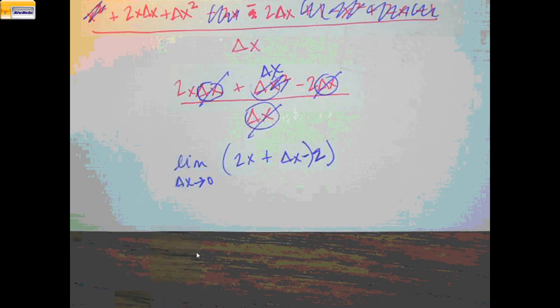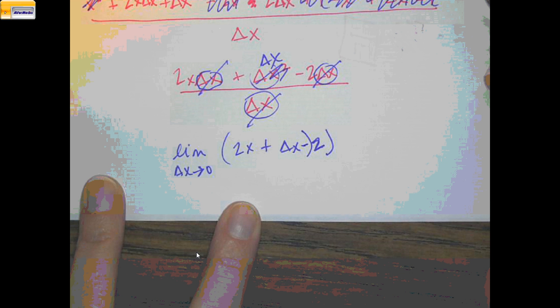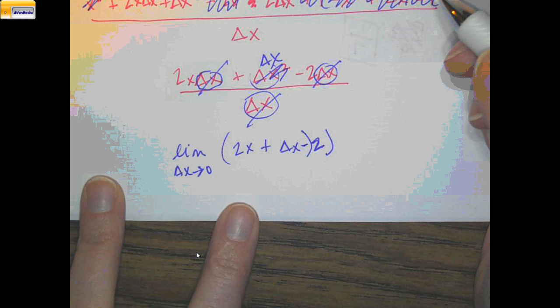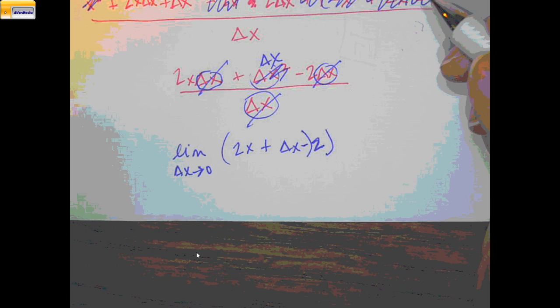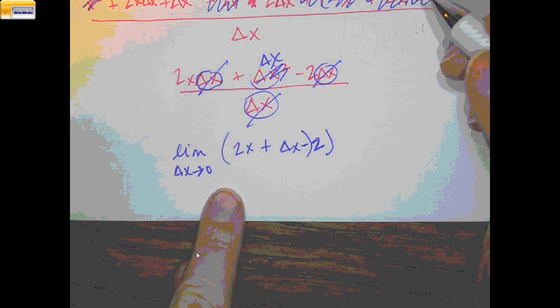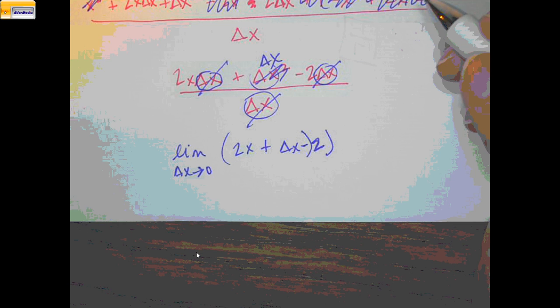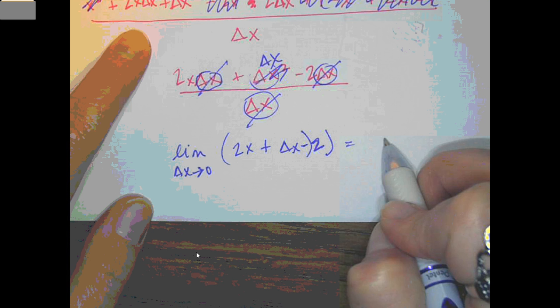I don't know. Okay. What's the last step? What do we need to do? Plug it in. Take 0 and plug it in where? Only for delta x, not for x. So when we do that, we get 2x plus nothing minus 2. And yes, that's the answer, and yes, it has a variable in it, and yes, sometimes that's okay.